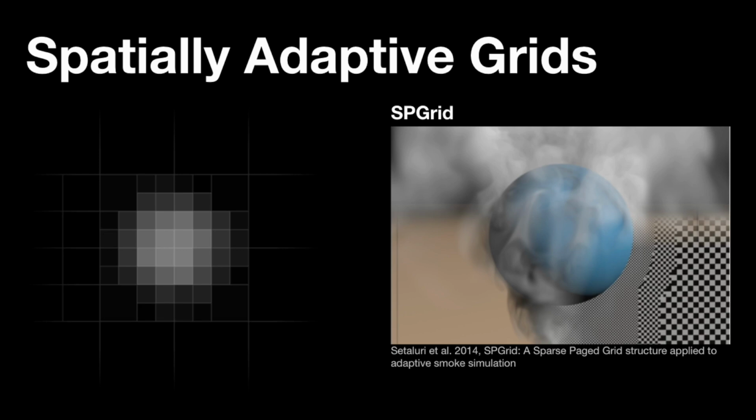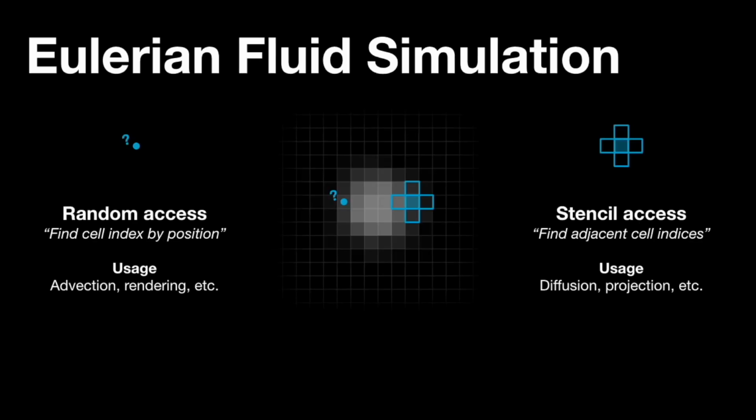Compared to uniform grids, spatially adaptive grids are a bit more complex in structure, and therefore the cost per cell is a bit higher. The most common operations in fluid simulations can be implemented based upon random and stencil access. So, while random access and stencil access are easy and fast to perform on a regular grid, they can be more complex on adaptive grid structures. To achieve high performance simulations on adaptive grids, these operations need to be supported with minimal overhead.